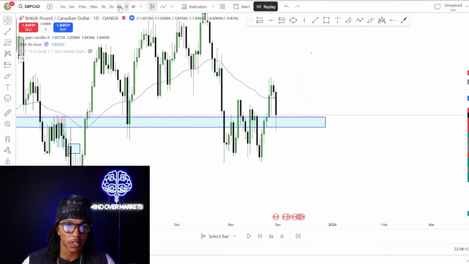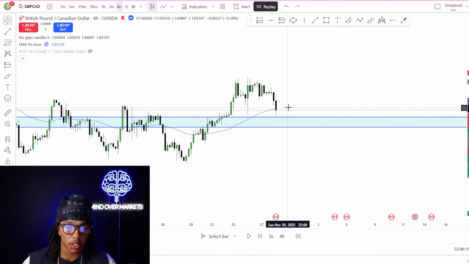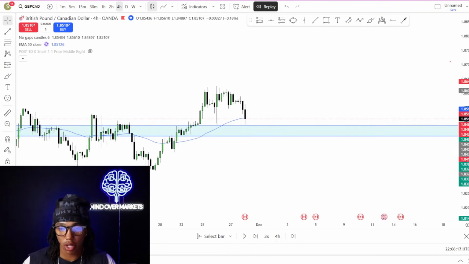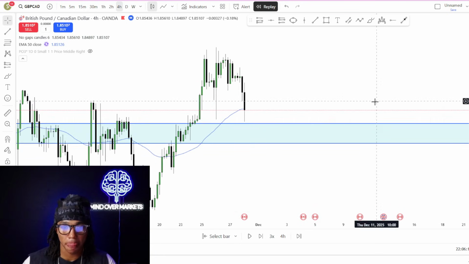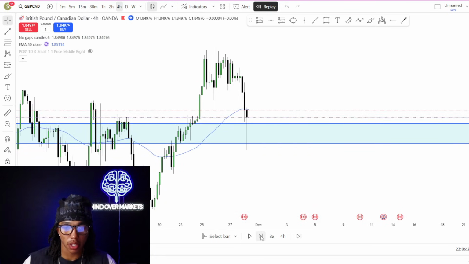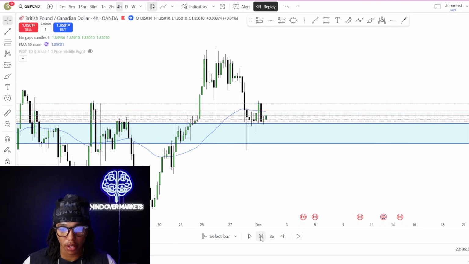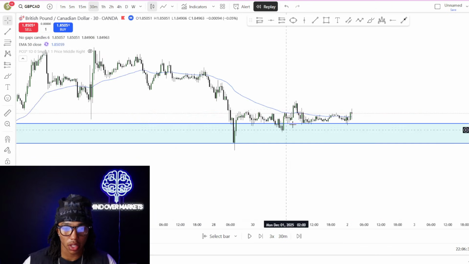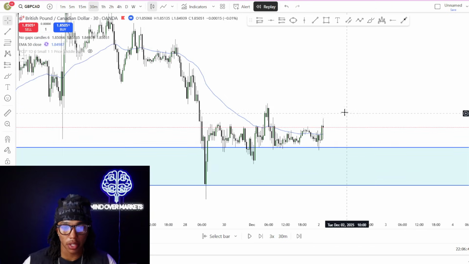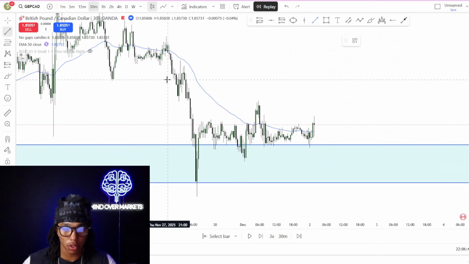So now we wait for price to tap into the area. Price is on its way to the area right here. And let's see what price does. We tap into it. I have a big rejection candle right here. Okay. A lot of rejection at this area. So I see price is having a lot of rejection at this area. Boom. Let's look at the 30-minute. The 30-minute still is bearish.